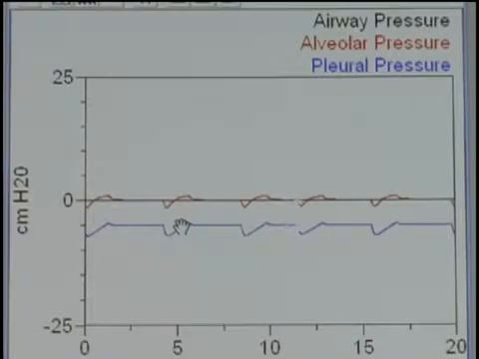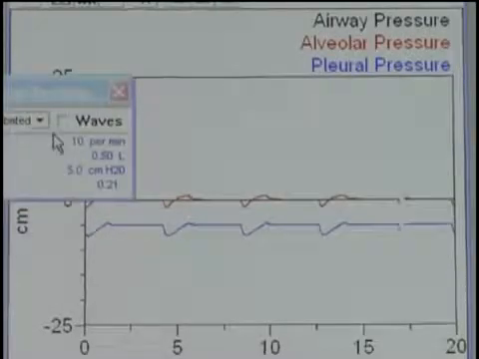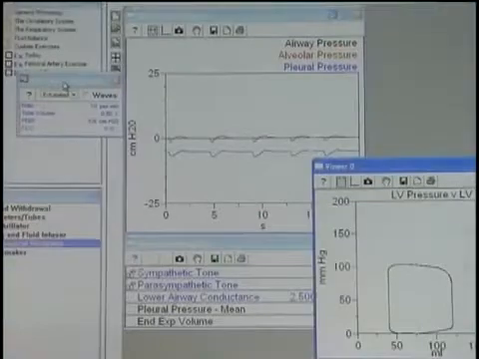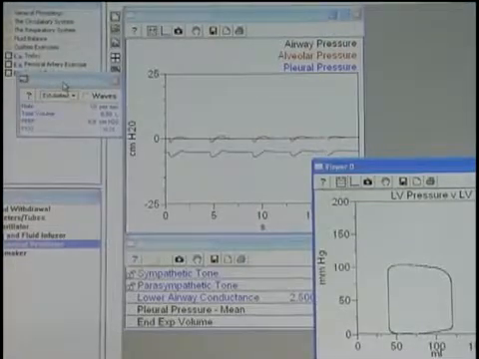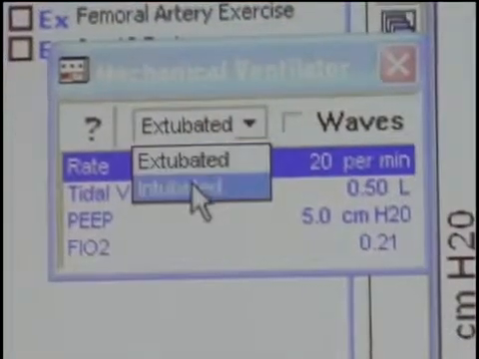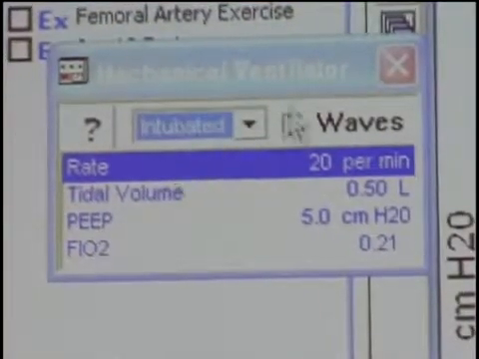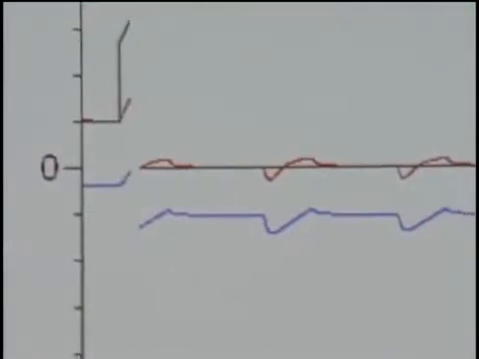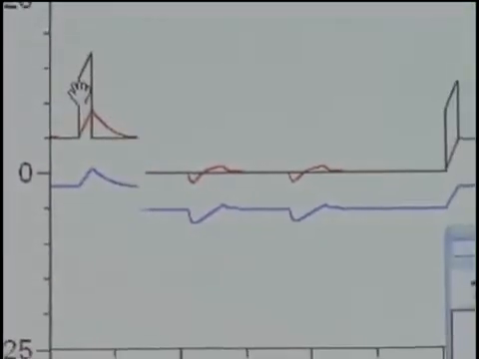And to illustrate how those are different and why they're different, I'm going to put this patient on a mechanical ventilator. And he is now on a breathing machine. And now if we look at the airway pressure, notice that with every breath that black line is going up.